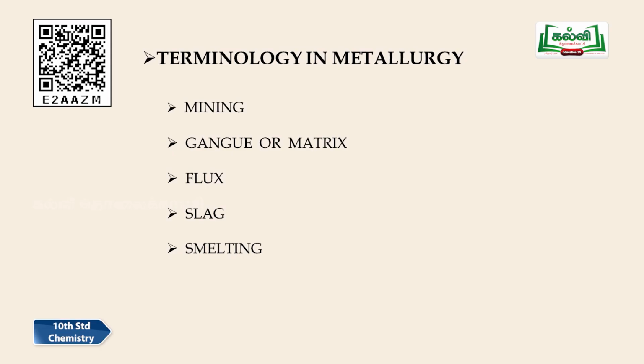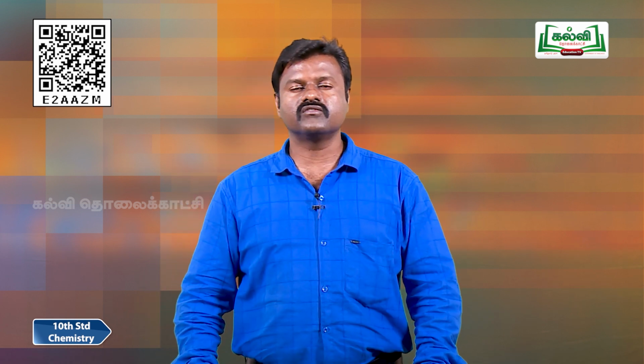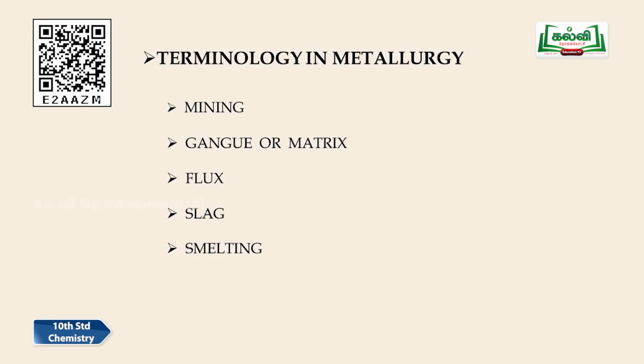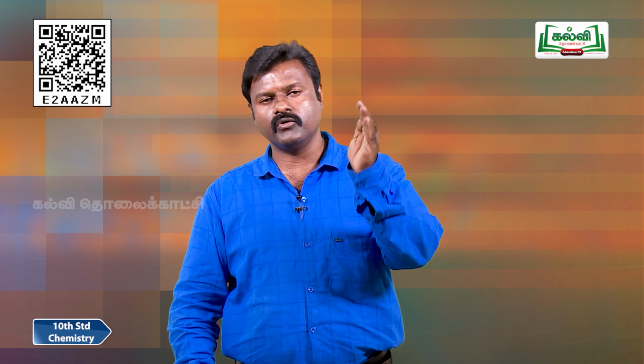Then gangue or matrix. Gangue means it is a rocky impurity associated with ore. Then flux. Flux is an extraneous substance added to the metal in its metallurgical process to lower the fusion temperature as well as to remove the impurities. Okay. Then what is slag? Slag means this flux reacts with the rocky impurities and becomes a fusible product that can be removed, that is called slag. Okay. So, these are the important terminology we studied in the case of metallurgy.